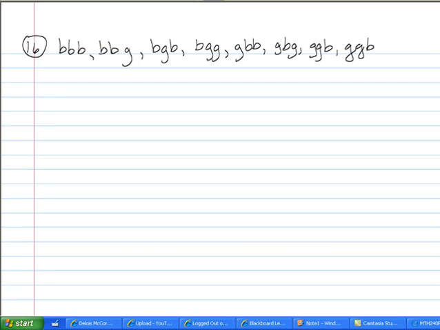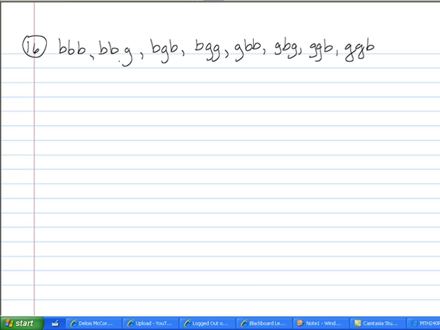Let's continue with number 16 on page 283. This time we're working with a sampling distribution of sample proportions. So we have 3 births randomly selected. The sample space for the genders would be what I have listed here.